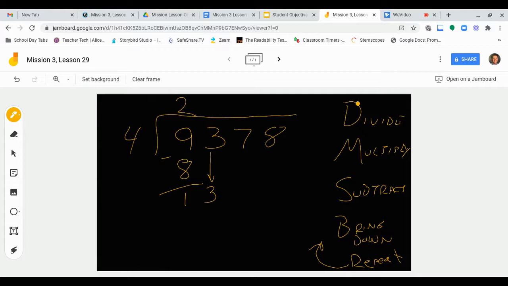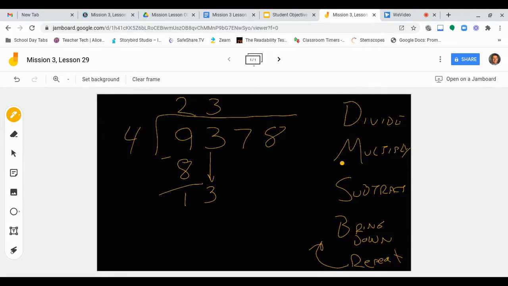I start the whole process over with divide. But what do I divide now? Well, I have a new family right here: what I had left over and what I brought down. So my new family is 13. Now I'm going to go 13 divided by 4, because I'm dividing again. How many times does 4 go into 13 without going over? Let's see, 4, 8, 12. 3 times. Because if I went 4 times, that'd be 16. That'd be too high.